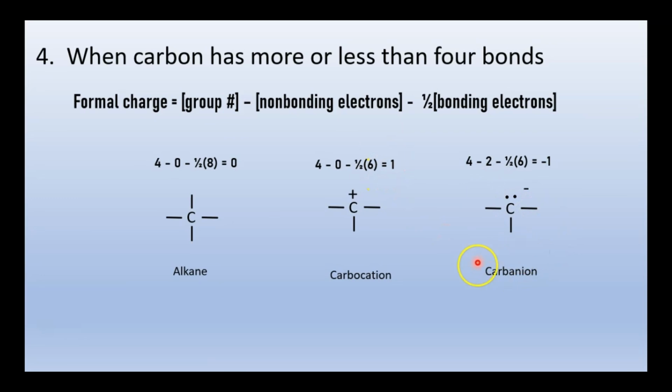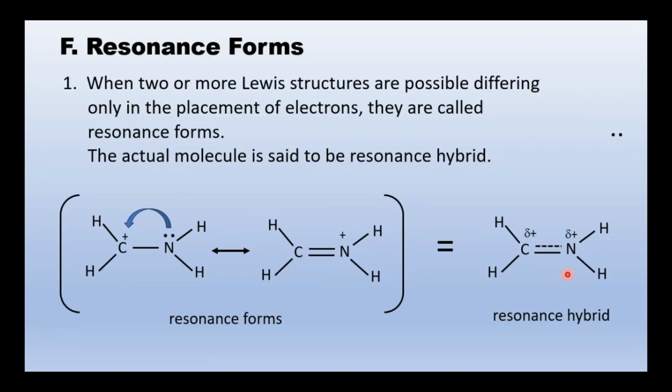All right, so here we have a species. It's called a carbanion. Anion, negative charge. Cation, positive charge. What's going on? 2 non-bonding electrons, 2, 4, 6 bonding electrons. Plug that in there. We're going to have 4 summed with a negative 5 gets us to negative 1. So that is how we do formal charge.